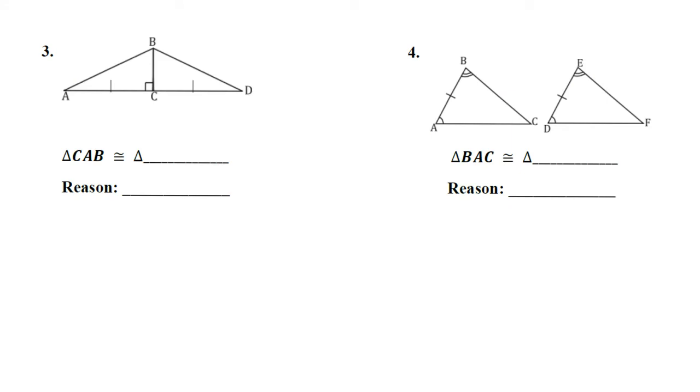All right, let's look at number 3. Now, it is a right triangle. That does not automatically mean hypotenuse leg. So let's look at what we do have. All right, we have a set of sides.